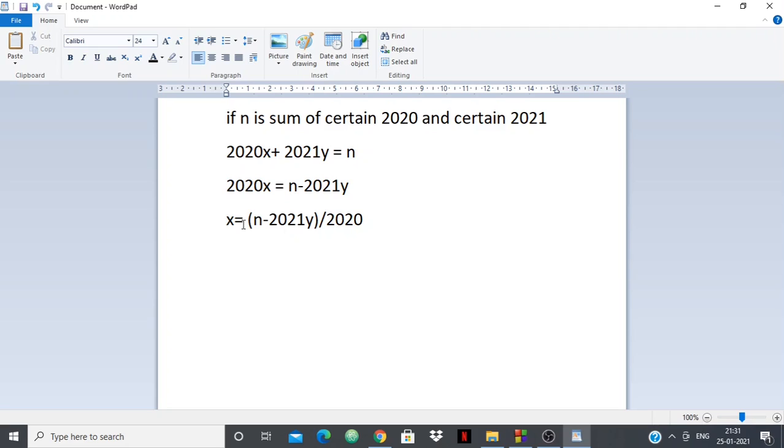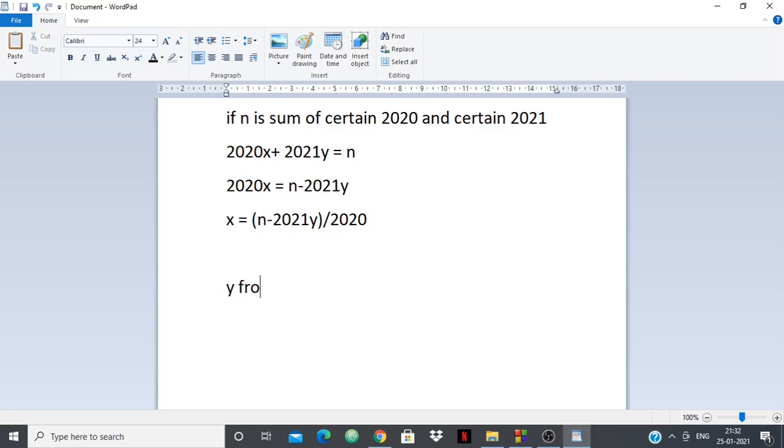Now, like I said, there should be positive values of x and y satisfying this equation, and only then is it possible. So what I'll do is put in values of y and see if x is possible or not. Meaning that if I put a certain value of y and n minus 2021y is divisible by 2020, then I found a value of x, and I already have a value of y, so we have values of x and y, so it is possible. So I'll try different values of y.